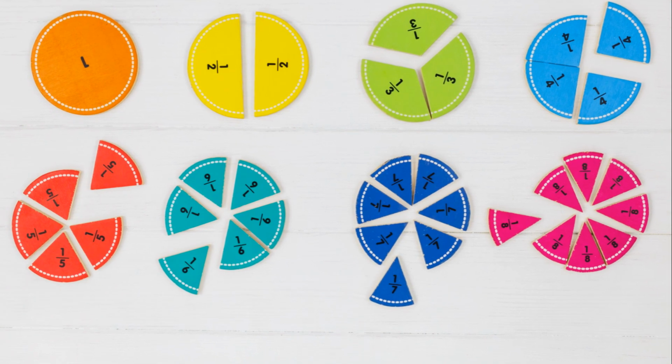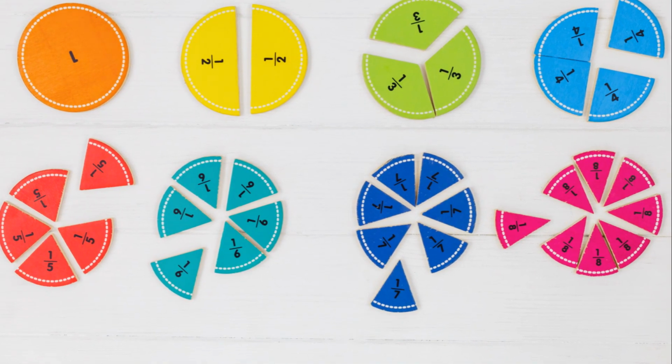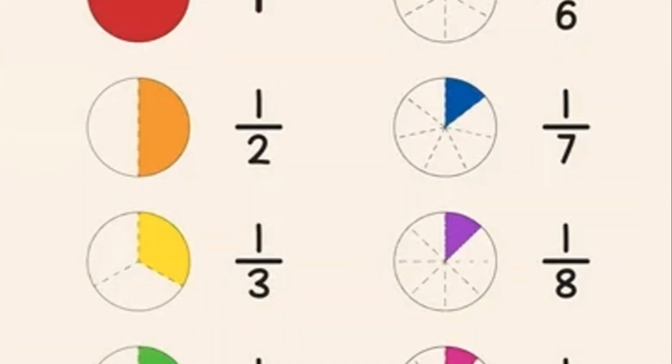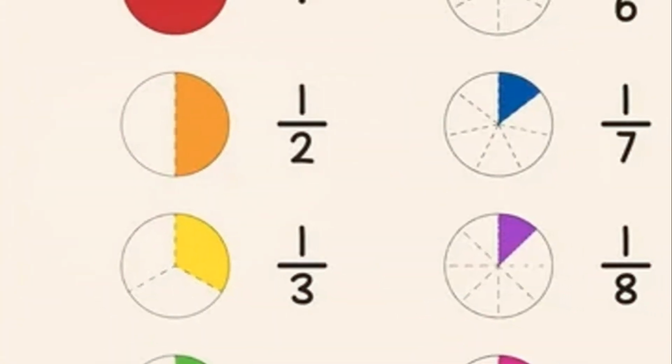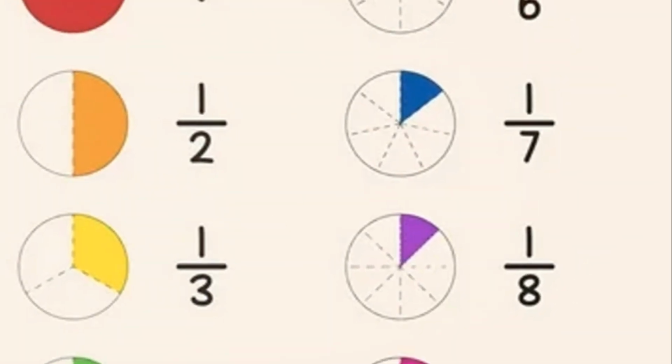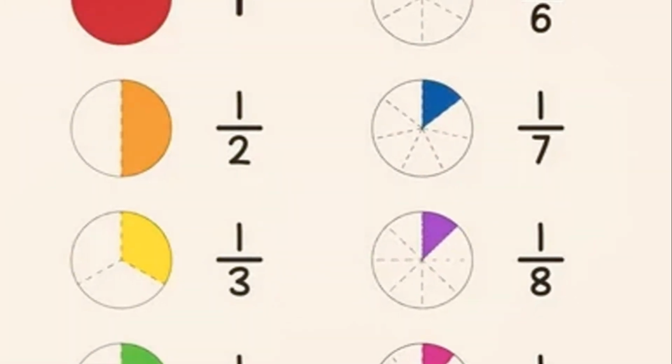He then added, "That's what a fraction is. It's a way to represent a part of a whole. The number on top, the numerator, tells us how many parts we have. The number at the bottom, the denominator, tells us into how many equal parts the whole is divided.